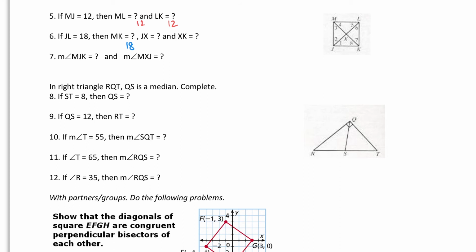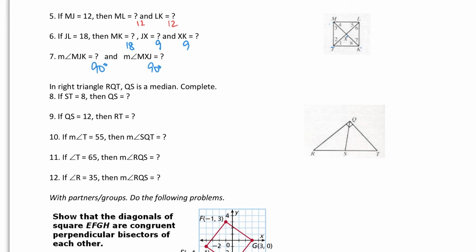If MK is 18, then JX here is going to be 9, and XK will also be 9, because remember, in a parallelogram the diagonals will bisect each other as well. So all those properties hold true. If the angle MXJ, okay, so if this is a square, the diagonals will be perpendicular, just like in a rhombus, so that'll be a 90-degree angle.